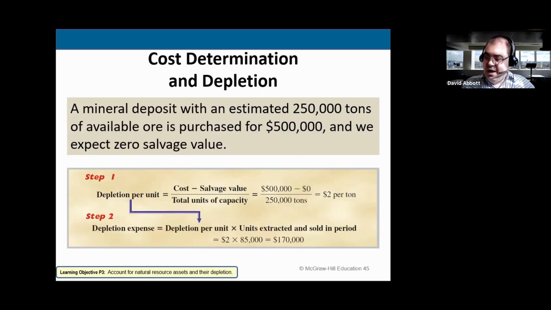So, cost determination and depletion. Let's consider a mineral deposit that has an estimated 250,000 tons of available ore. It is purchased for $500,000 and we expect zero salvage value. The depletion charge per ton of ore is $2, computed as $500,000 divided by 250,000 tons. If 85,000 tons are mined and sold in the first year, the depletion charge for that year is $170,000.